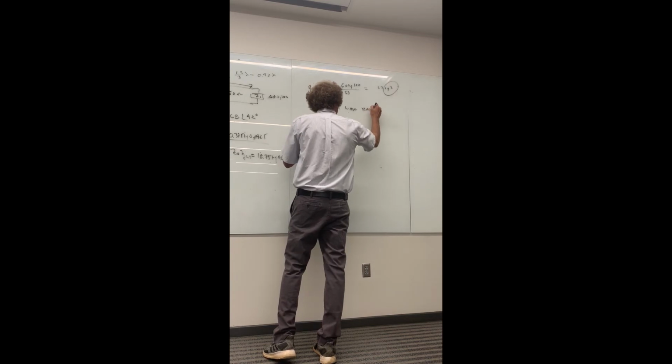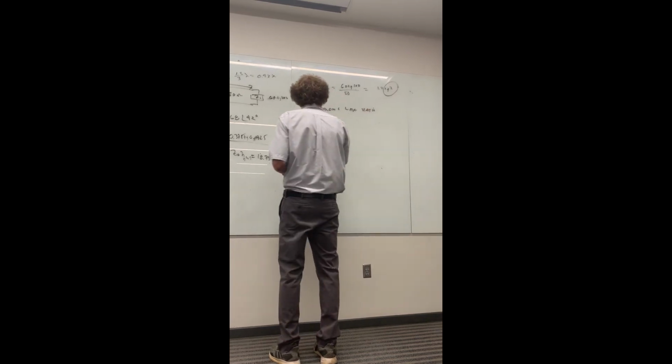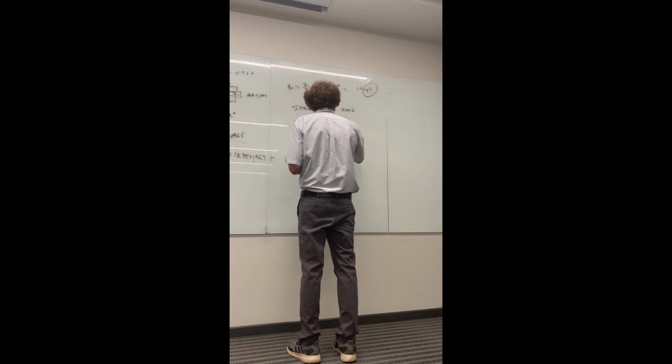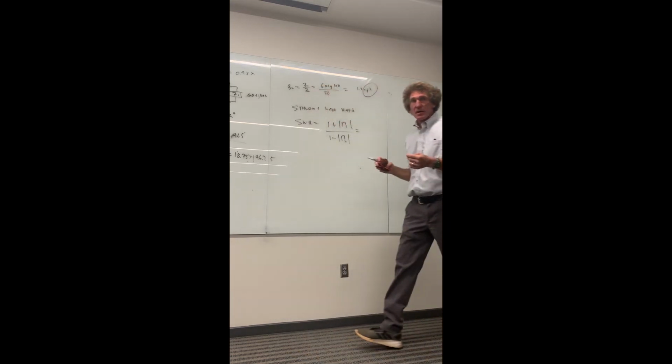I didn't mention this, did I? I said the standing wave ratio was equal to 1 plus the magnitude of the reflection coefficient of the load, over 1 minus the magnitude of the reflection coefficient of the load, correct? Y'all remember that class?